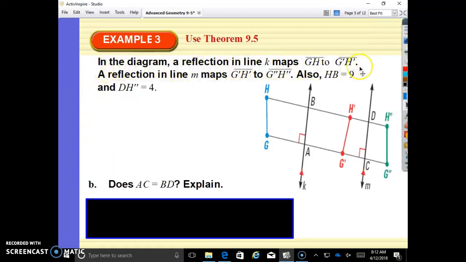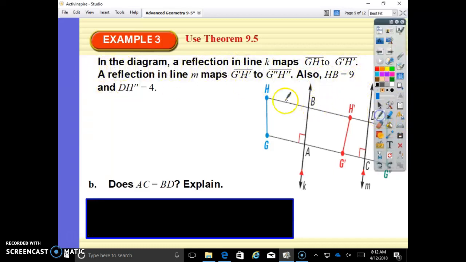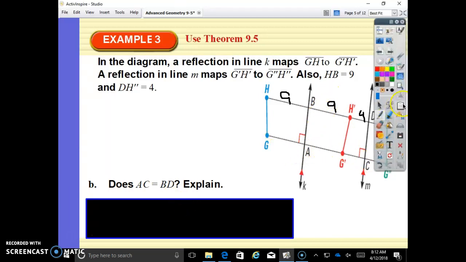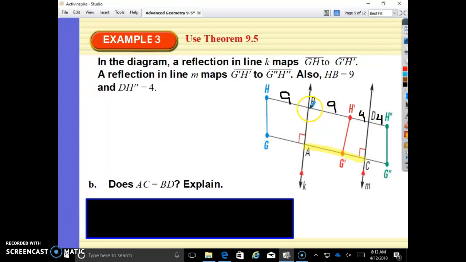In the diagram, all right, so it's the same thing. HB is 9. DH is 4. Does AC equal BD? Yes or no? Explain. What do y'all think?